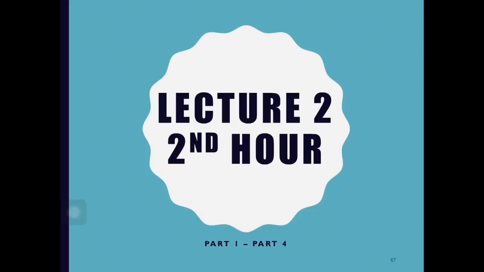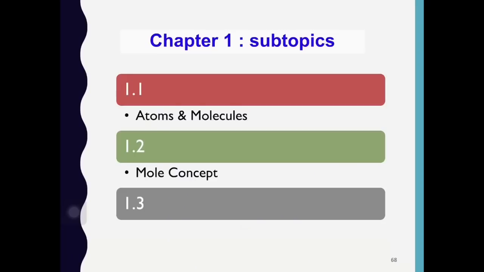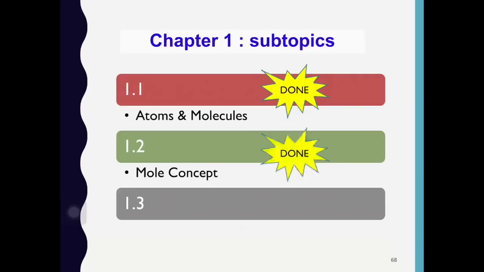This is the second hour of chapter 1. There are 4 parts in this lecture. So let's recap all the subtopics in chapter 1. So we have completed 1.1 and 1.2. Now we will continue with 1.3, which is stoichiometry.